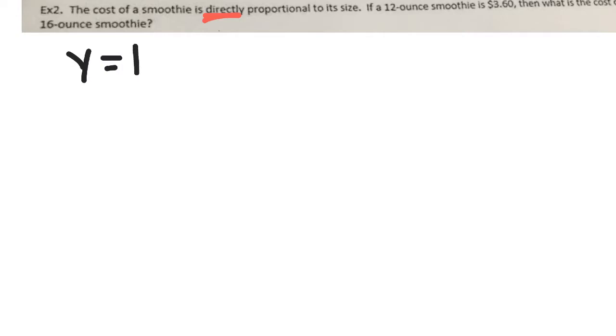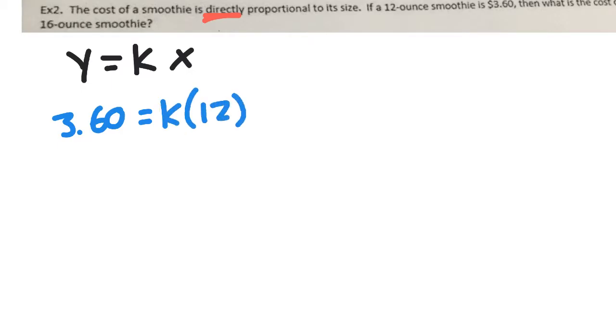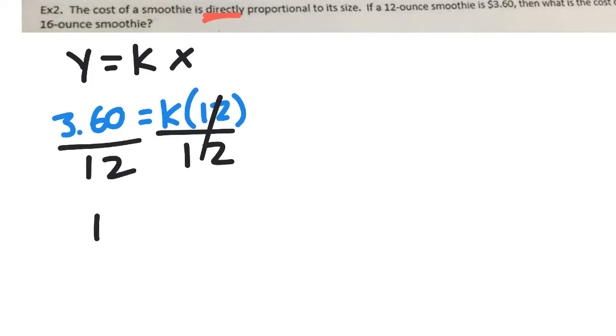So we've got y equals k times x. We're dealing with money, so I'm going to make the money my y value. So 3.60 equals k times x, where x is 12. Now we want to solve for k. So again, we're looking at the price per ounce this time of a smoothie. So 3.60 divided by 12 would be 30 cents. So it's 30 cents for every ounce.